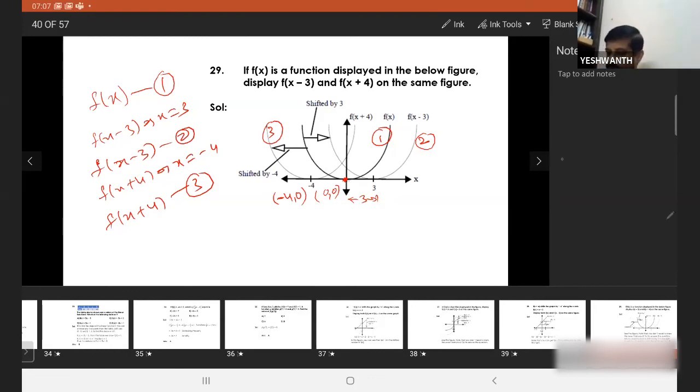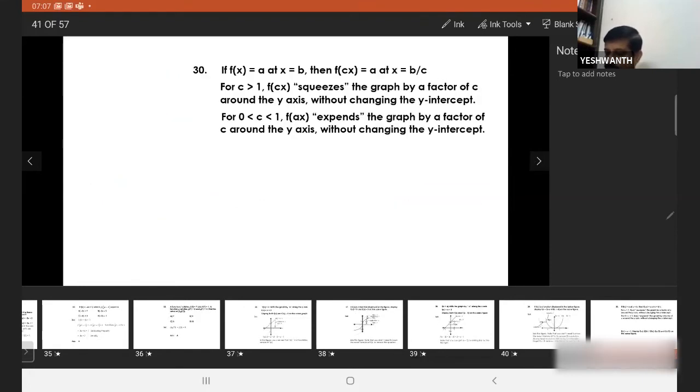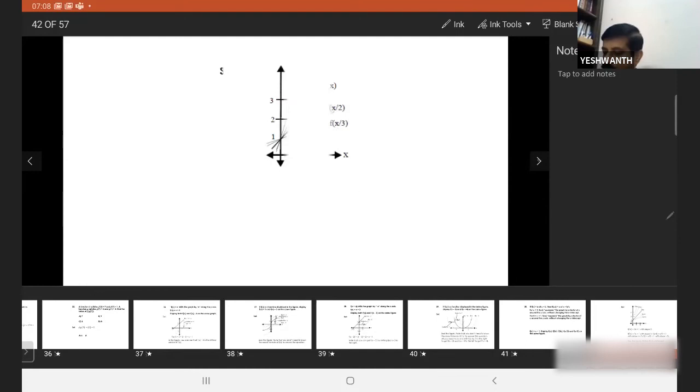Okay. Let us move to the next question. F of x equal to a at x equal to b means f of b equal to a. Then f of cx equal to a only, and x equal to b by c, he says. Yes, that's true, because when x is b by c, you get f of b only. For c greater than 1, f of cx squeezes the graph by a factor of c around the y-axis without changing the y-intercept. For c greater than 0 and less than 1, f of cx expands the graph by a factor of c around the y-axis without changing the y-intercept. So this is only a description we are showing.